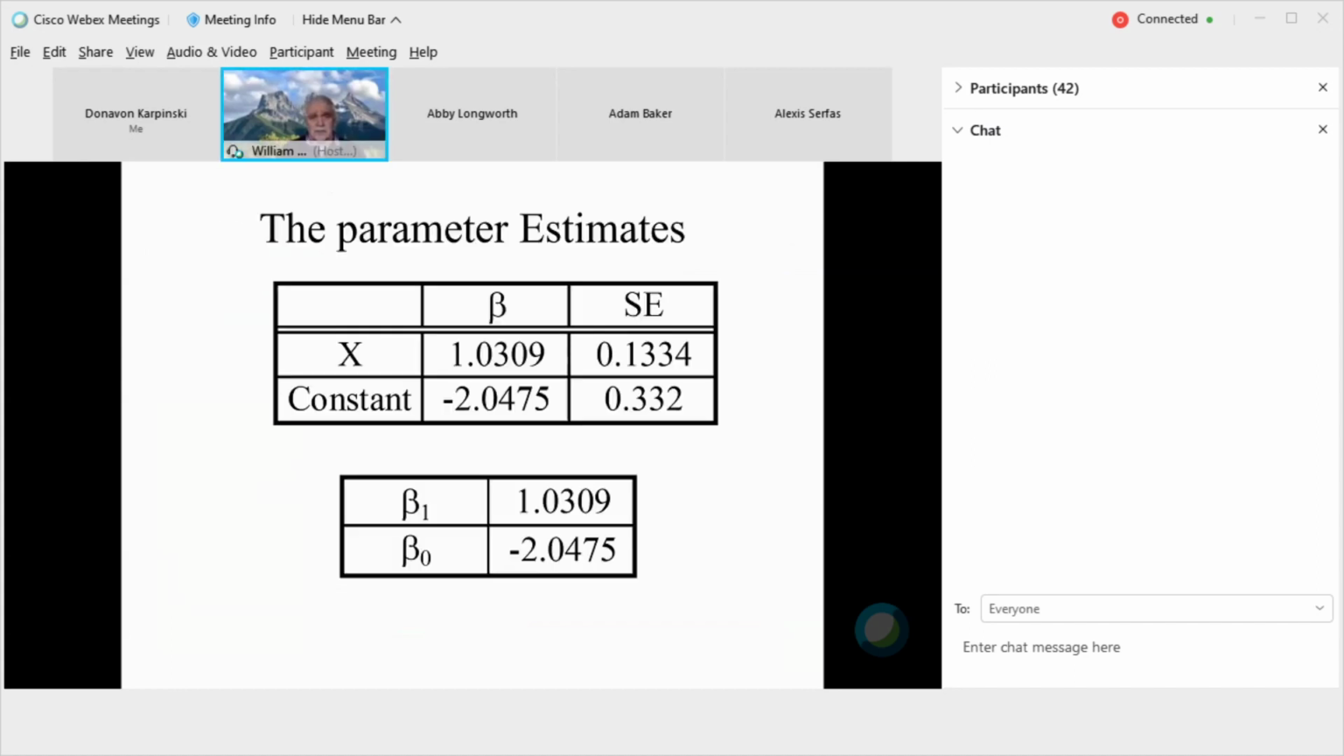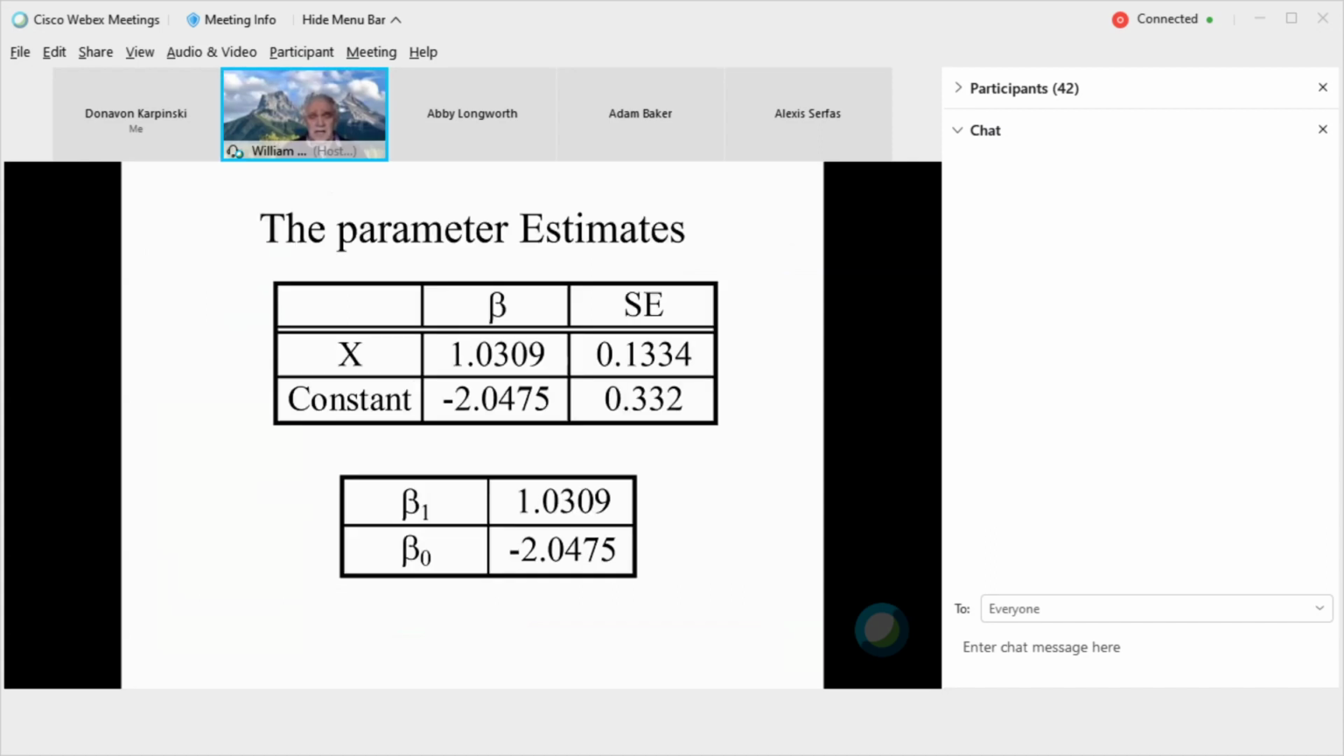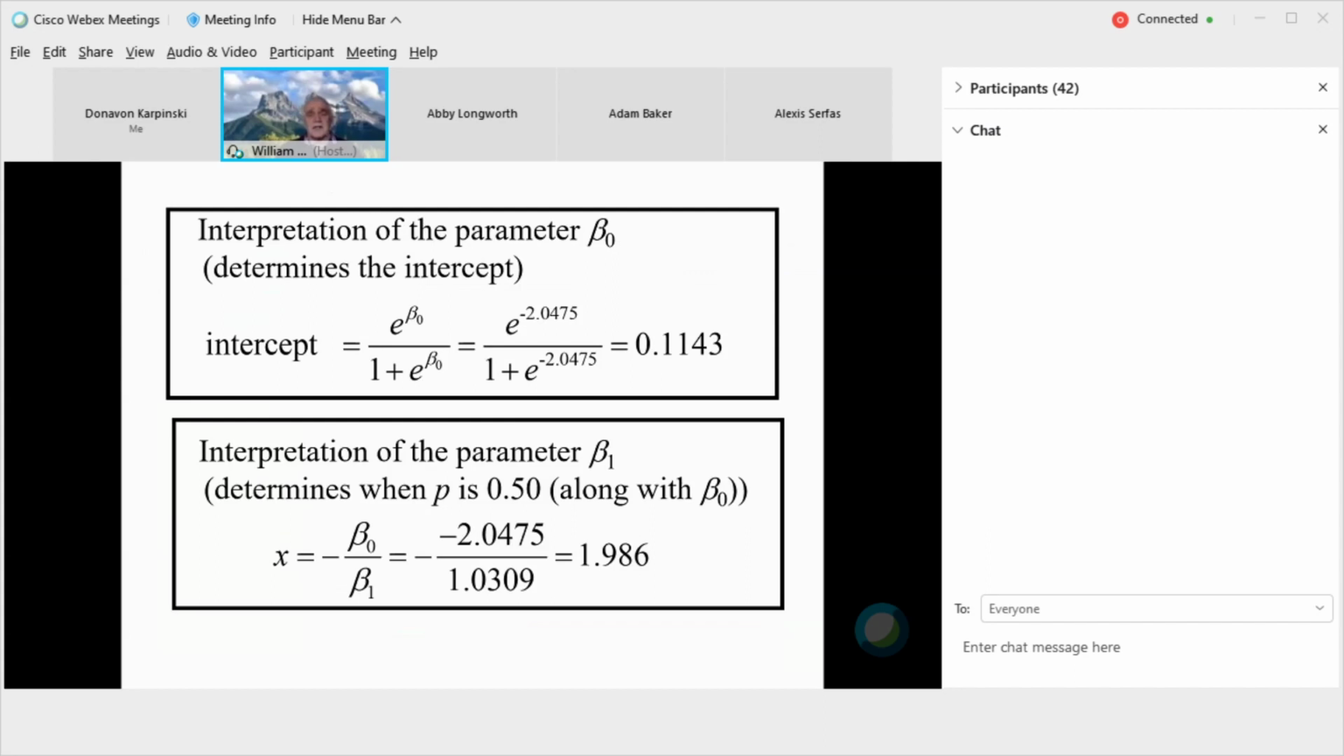To interpret the parameters, e to the beta naught over 1 plus e to the beta naught, that's the intercept, that's the probability of success when x is equal to 0. So in this case here, beta naught was minus 2.0475, e to the minus 2.0475 over 1 plus e to the minus 2.0475 works out to be 11.343. So that's the probability of a success when x is equal to 0.